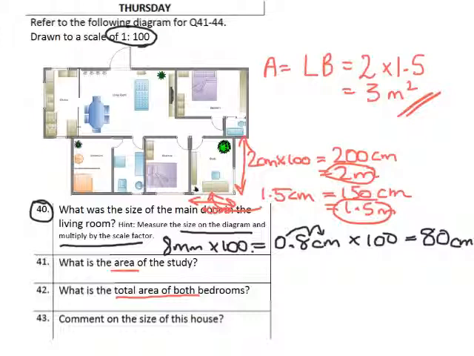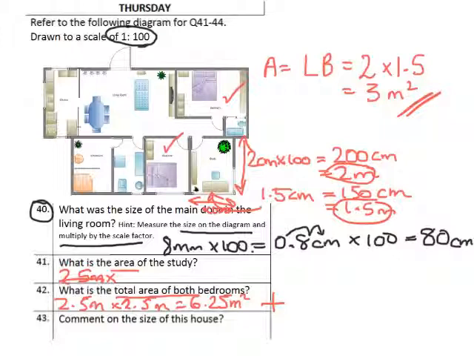The main bedroom, followed by the tick up there, had a measurement of approximately 2.5 centimetres by 2.5 centimetres, but in terms of the scale, we're going to multiply them by 100, and it's actually going to end up being 2.5 metres by 2.5 metres. If you calculate that, that would be 6.25 square metres.